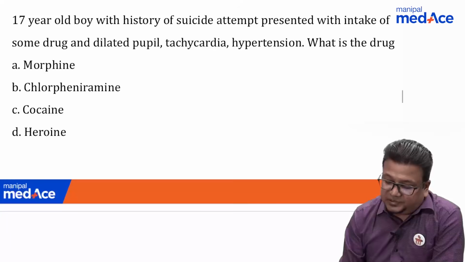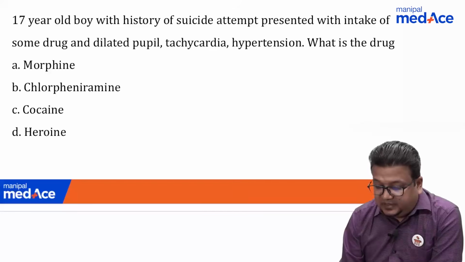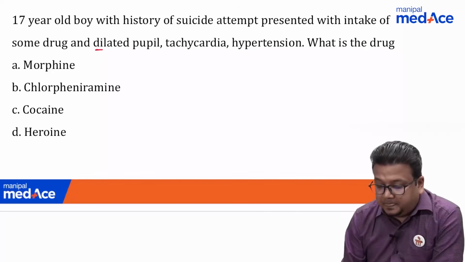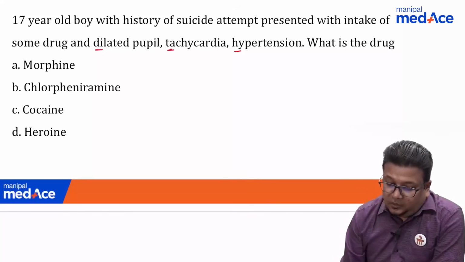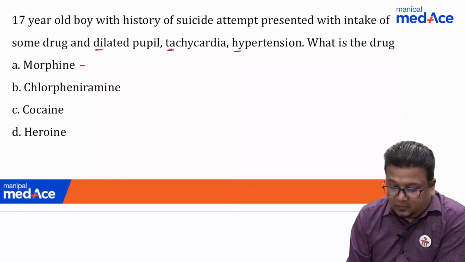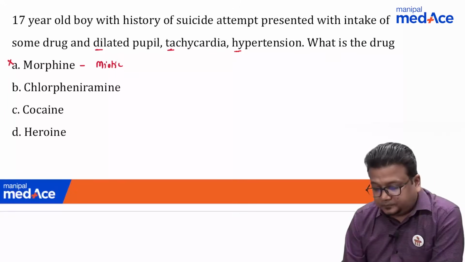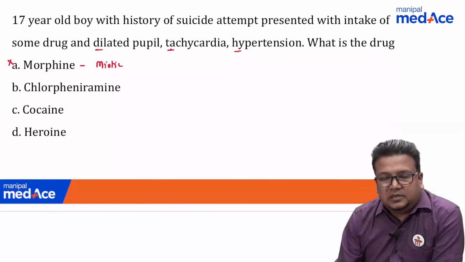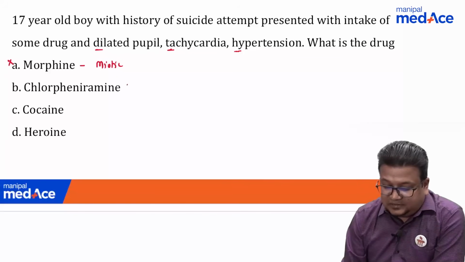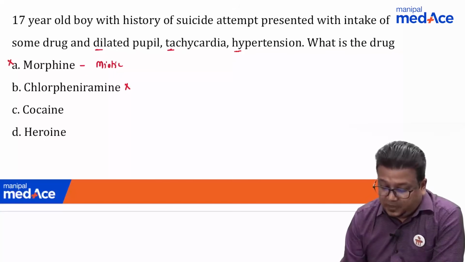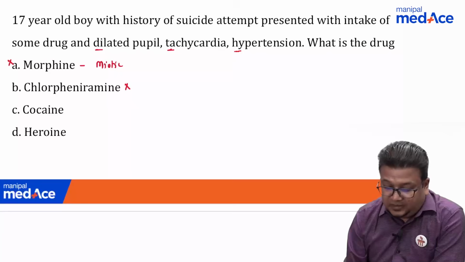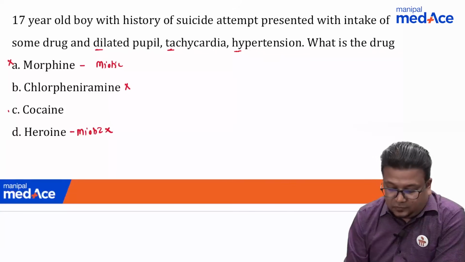So we have a boy with a history of suicide attempt. He presented with intake of some drug and dilated pupil, tachycardia, hypertension. Which is the drug? So now we see morphine. Morphine causes miotic pupil, so that is not the answer here. Chlorpheniramine poisoning is not common, neither is it discussed nor attempted. We are left with heroin and cocaine. Heroin again is a morphine derivative, so again it will present with miotic pupil, so that also goes away. We are left with cocaine.